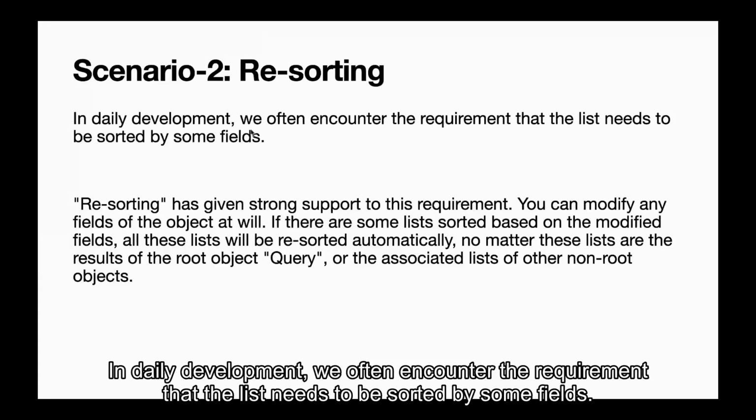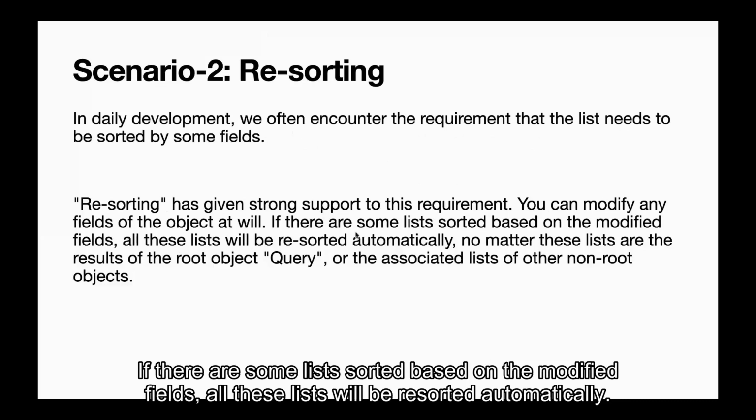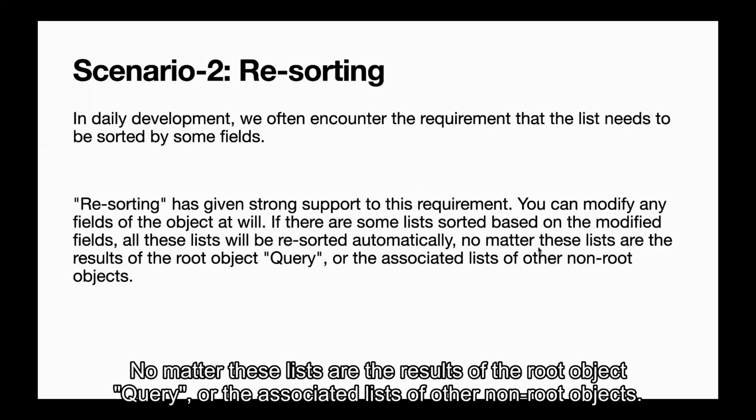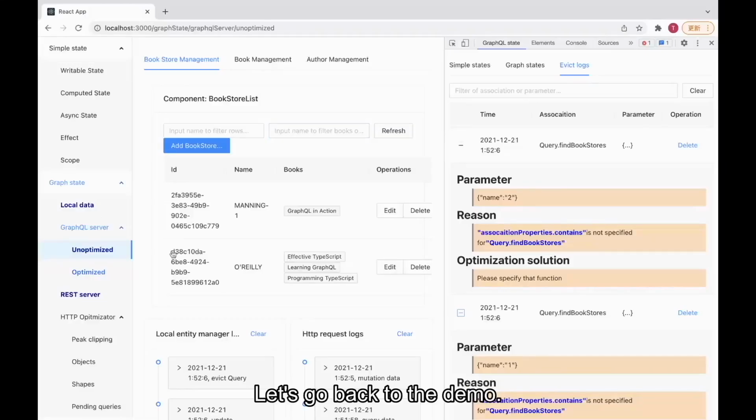In daily development, we often encounter the requirement that a list needs to be sorted by some fields. Resorting gives strong support to this requirement. You can modify any fields of the object at will. If there are some lists sorted based on the modified fields, all these lists will be resorted automatically, no matter whether these lists are the results of the root object query, or the associated lists of other non-root objects. Let's go back to the demo.